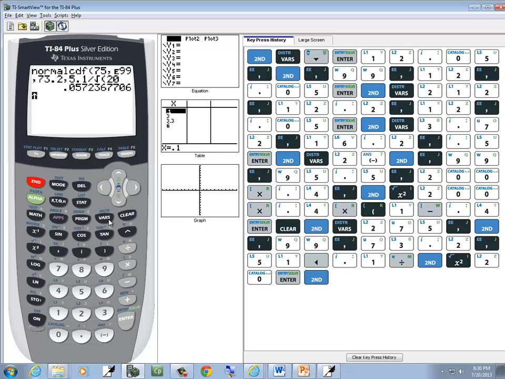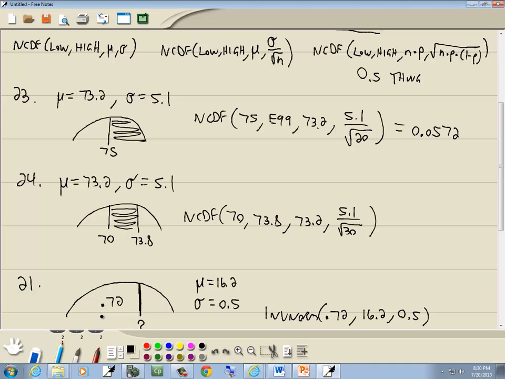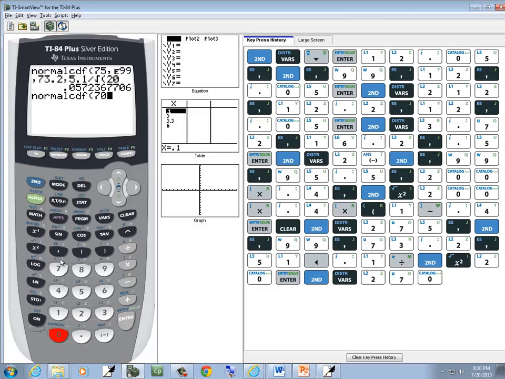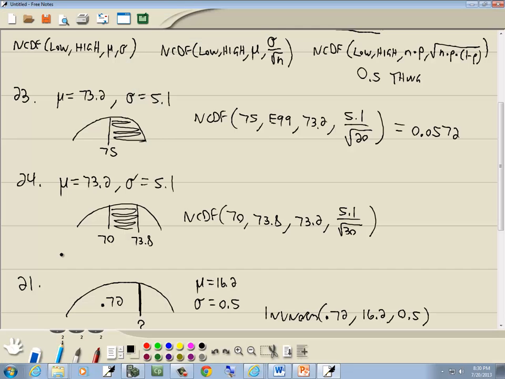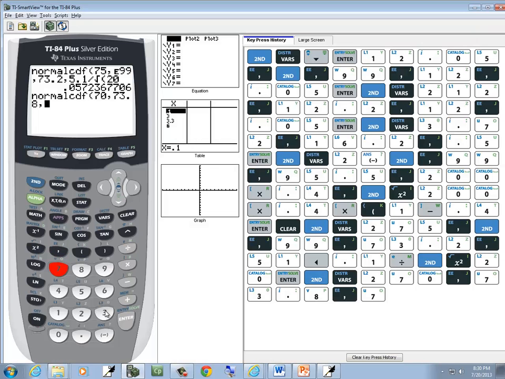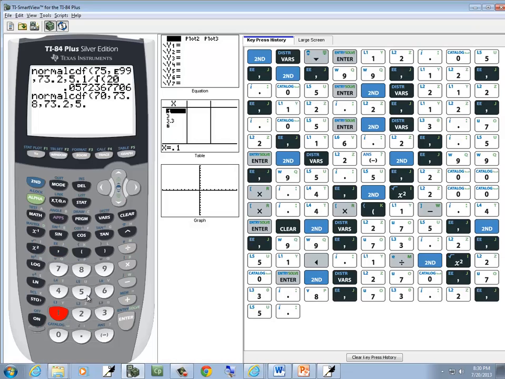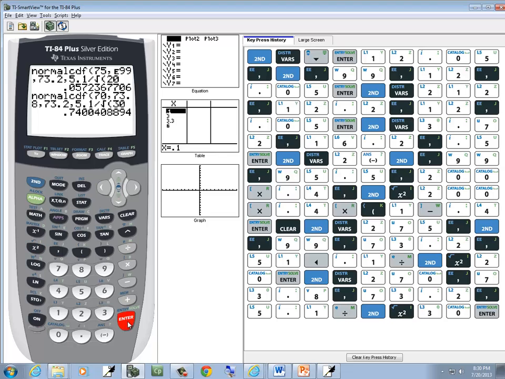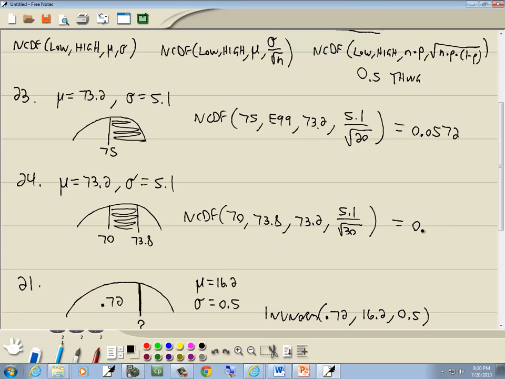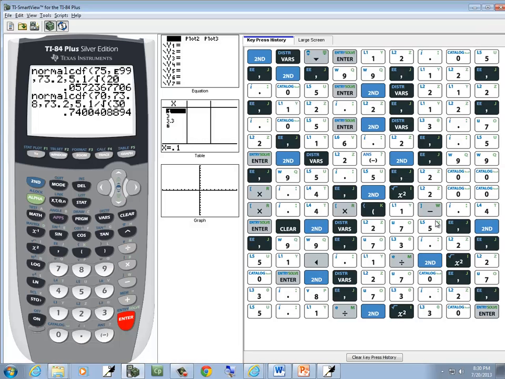Okay, so do 2nd VARS, choose normal CDF, 70, comma, 73.8, comma, 73.2, comma, and then 5.1 divided by 2nd x squared, square root, and 30. Enter. And we get 0.7400.